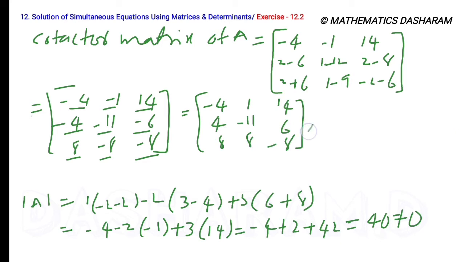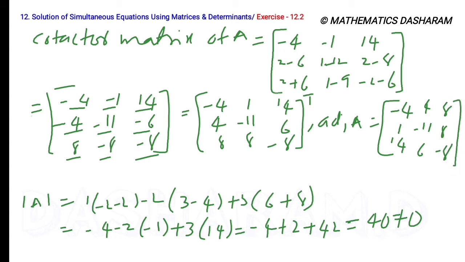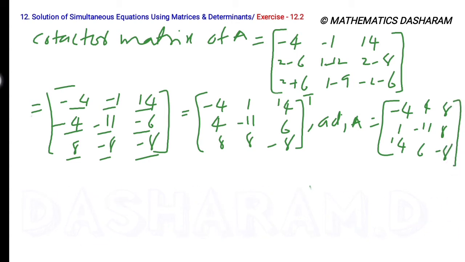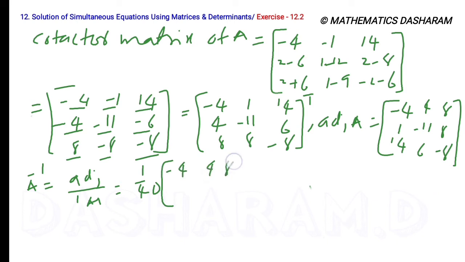So let us find out the adjoint matrix. That is, apply the transpose for this: minus 4, 1, 14, 4, minus 11, 6, next here 8, 8, minus 8. Next the A inverse answer. A inverse is equal to adjoint A divided by mod A, and the A value is 40, then 1 by 40 into the adjoint matrix: minus 4, 4, 8, 1, minus 11, 8, next 14, 6, minus 8. Next the required answer is X equals A inverse into D.